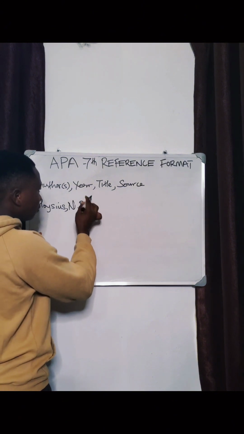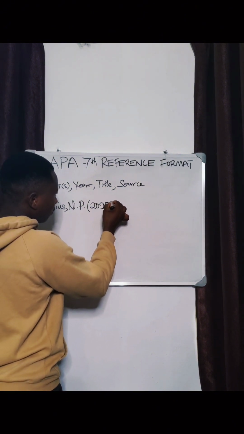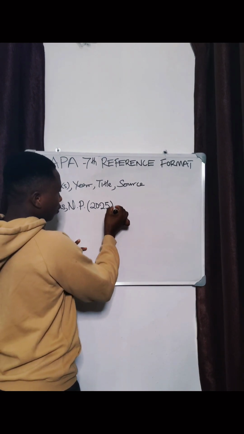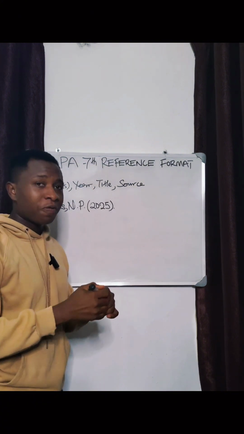Then the year follows. The year 2025. Okay? Then after the year, you add a full stop. Then you now insert the title of the research.